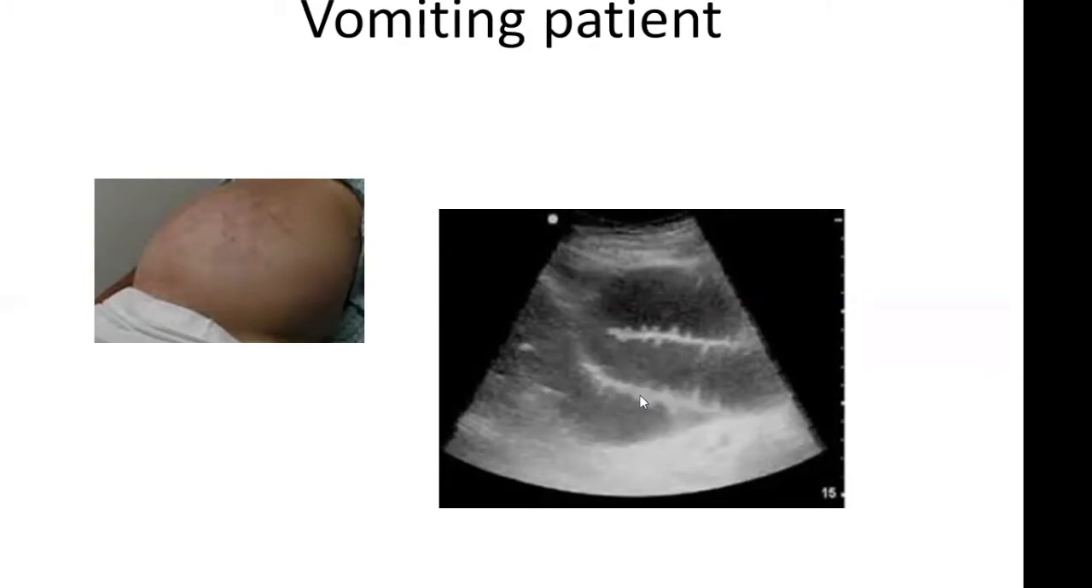And these are really important, because what you want to do is put an NG tube down and drain the stomach. You don't want them aspirating. We've had a case where that happened. Upper GI small bowel obstruction was missed and the patient aspirated. And the general outcome is a lot worse.